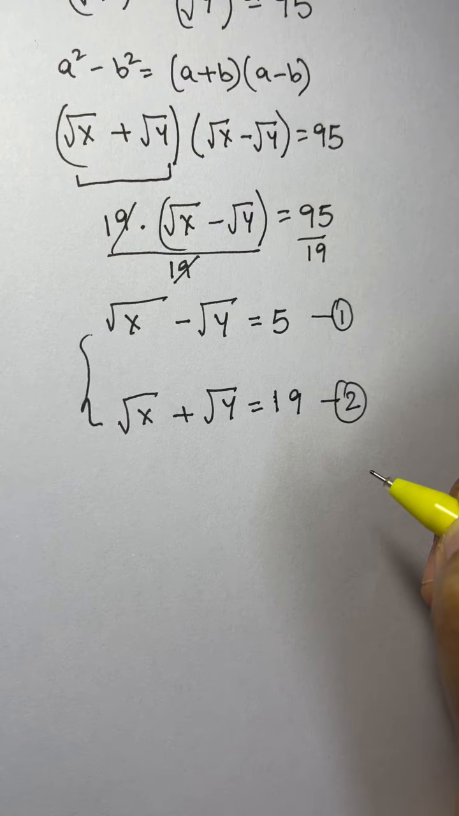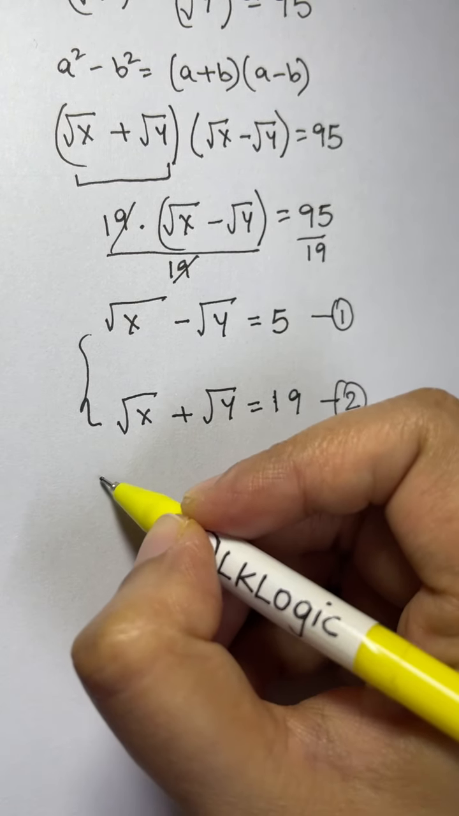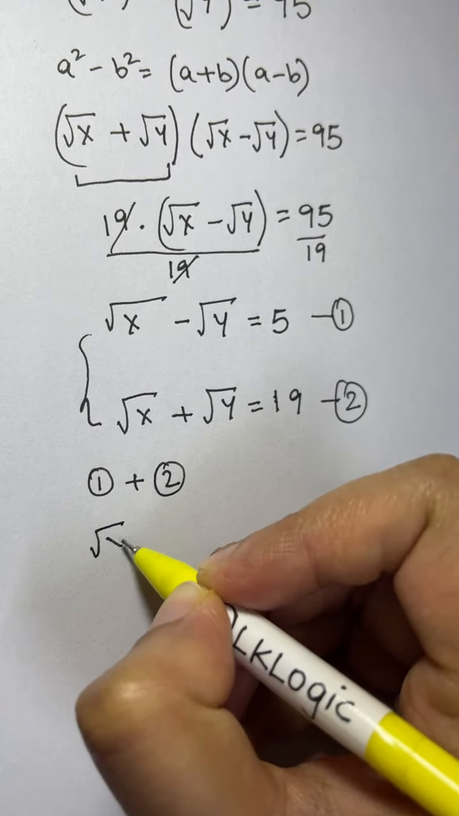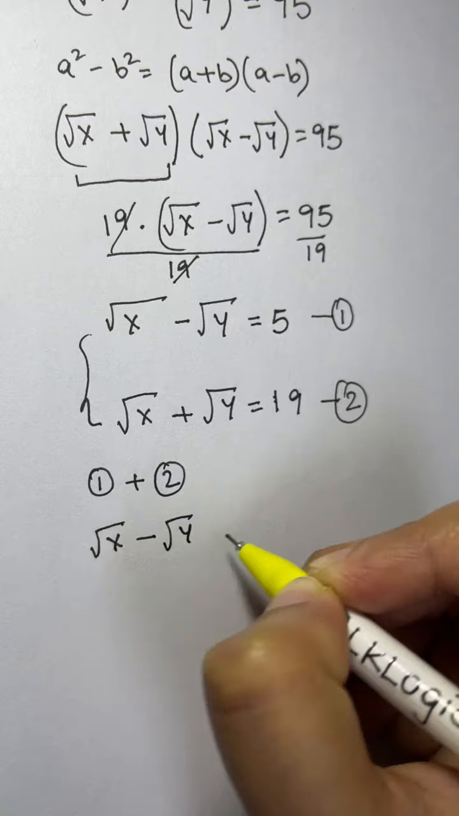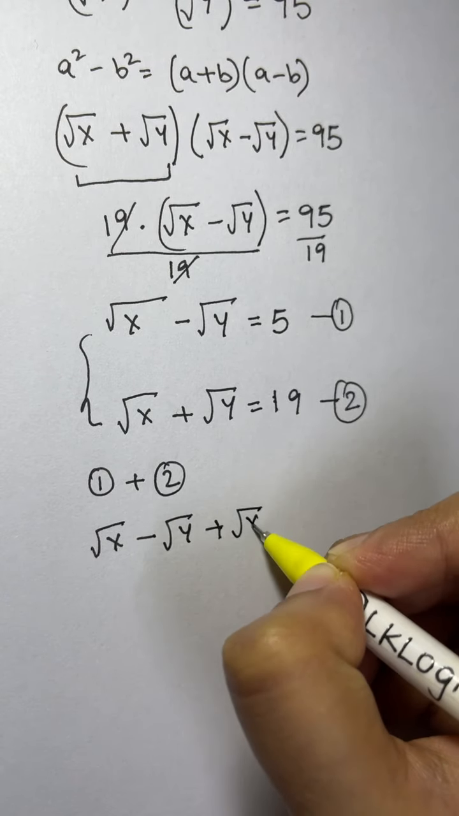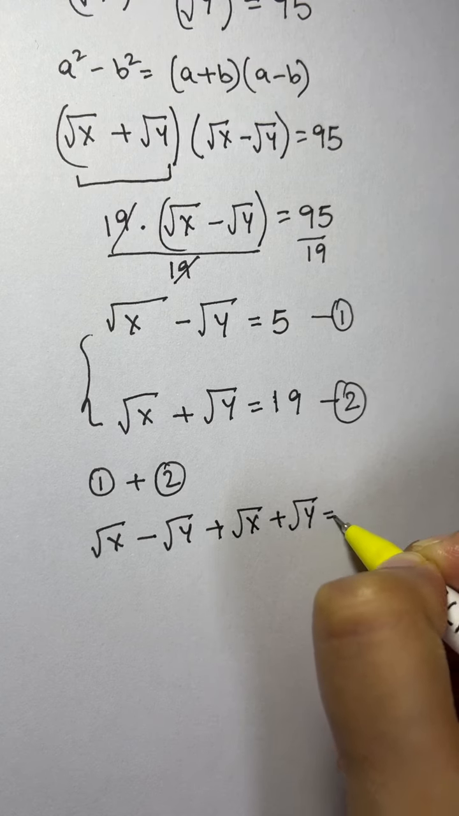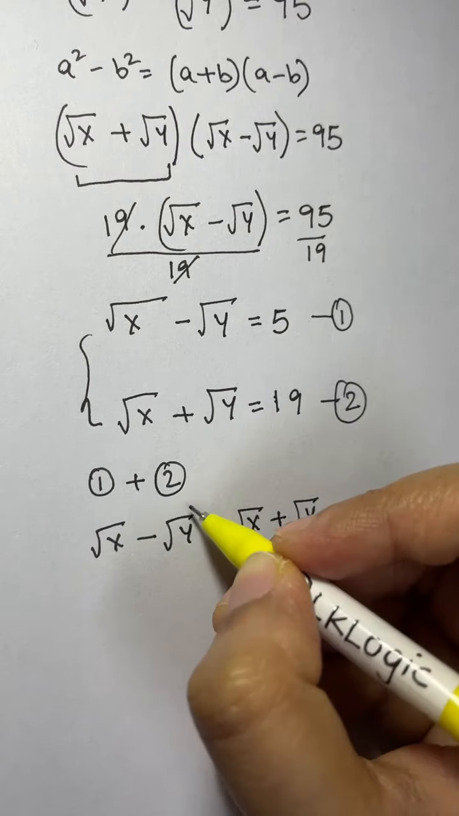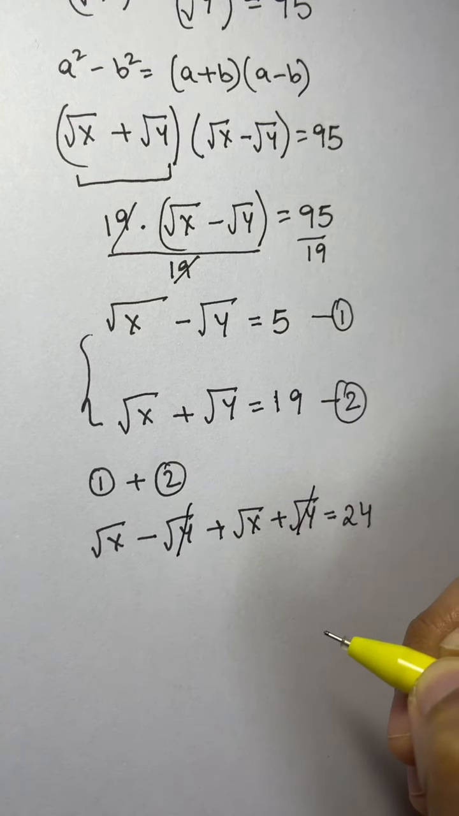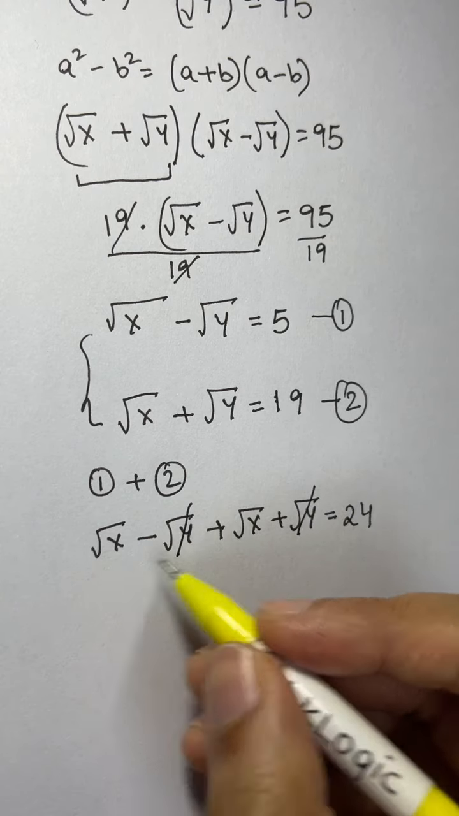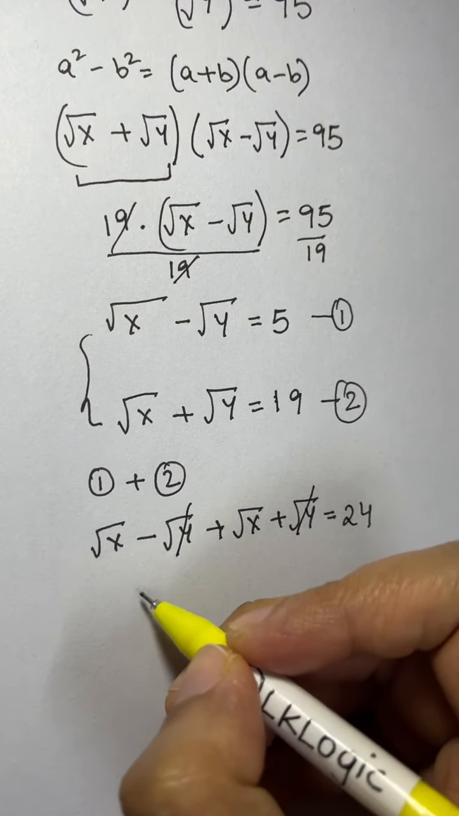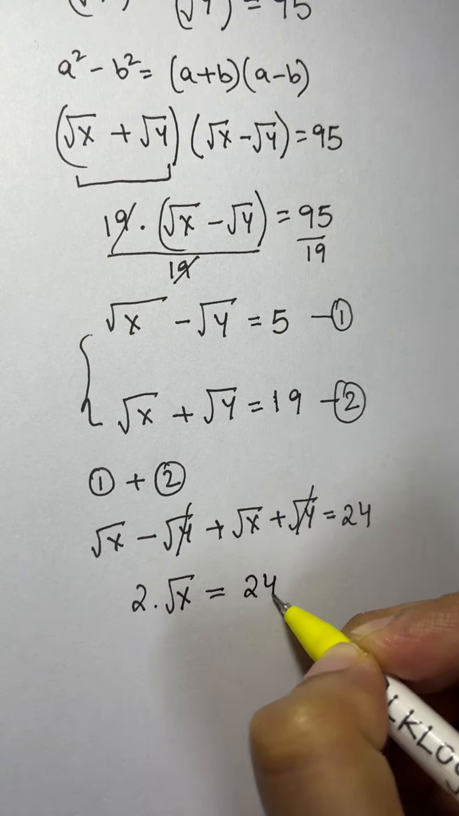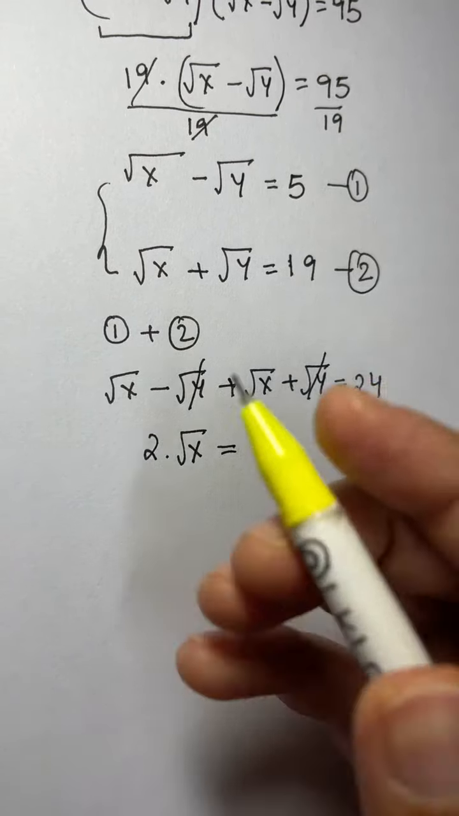Either you can add them up, yes. So let's try that out. So when I'm adding equation 1 and 2, what happens is you get square root of x minus square root of y plus square root of x plus square root of y is equal to 19 plus 5 is 24. Now here I have negative square root of y plus square root of y gets cancelled. I'm left with square root of x plus square root of x, and that's 2 times square root of x is equal to 24.